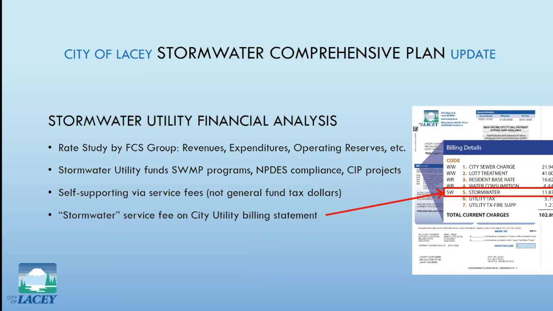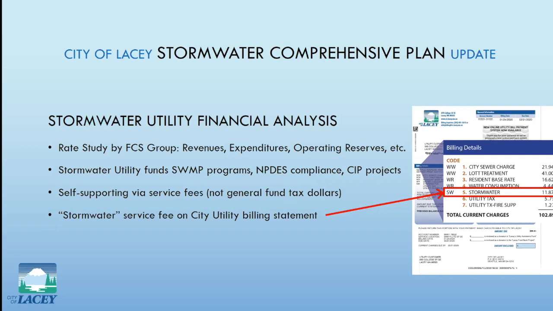So the stormwater utility is basically an independent entity. It funds all of the stormwater programs, the compliance activities, the operation and maintenance expenditures that we do, and the capital projects. And these are all included in the analysis. So the utility is supported by the stormwater service fees, which is shown in the red box there on your utility billing statement. You see the stormwater line. We occasionally get calls from people asking what that is. So that's what that is. It's the stormwater service fee for the stormwater utility.